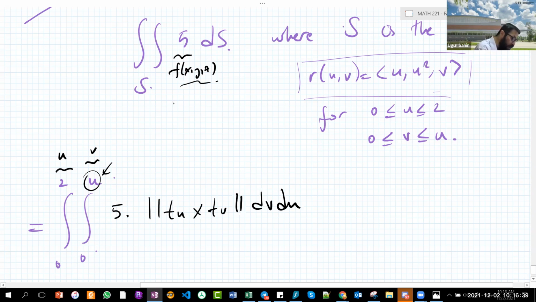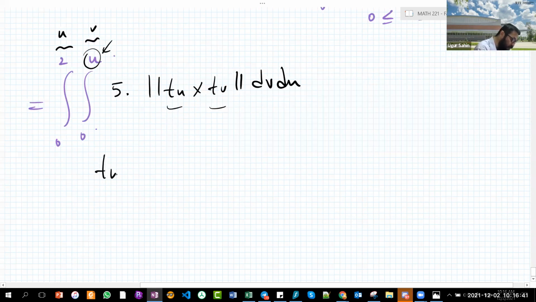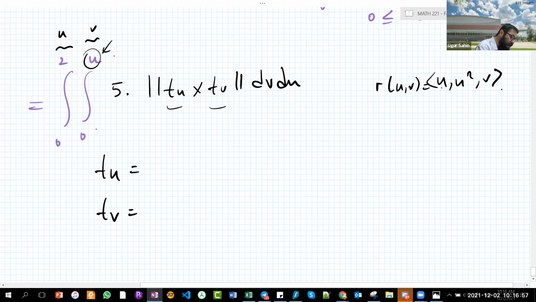What I need here are the r_u and r_v vectors, guys. What is r_u and what is r_v? You need to take the derivative of the given r. The parameterization was r equals u, u squared, v. Let me take the derivative of the first component with respect to u, which is going to be 1, then the second, and then the third component derivative with respect to u is going to be 0.